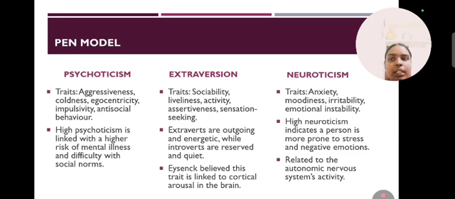Psychoticism traits: aggressiveness, coldness, egocentricity, impulsivity, antisocial behavior. High psychoticism is linked with a higher risk of mental illness and difficulty with social norms. Extraversion traits: sociability, liveliness, activity, assertiveness, sensation seeking. Extroverts are outgoing and energetic, while introverts are reserved and quiet. Eysenck believed this trait is linked to cortical arousal in the brain.